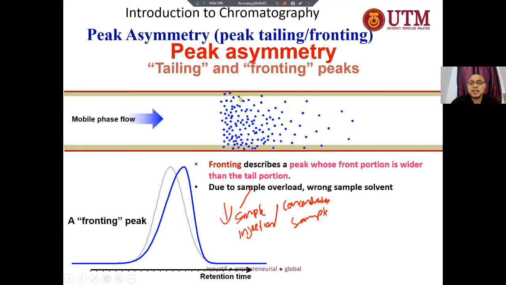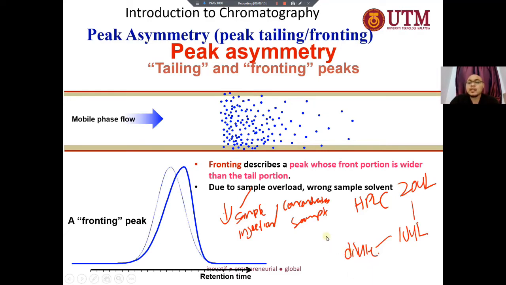In HPLC, we normally use about 20 microliters. So the first thing, I will try to reduce to 10 microliters. After that, if the peak fronting still happens, then I will dilute my sample, because this is the easier one. Reducing the sample injection volume is the easiest one, and then I will try to dilute my sample.